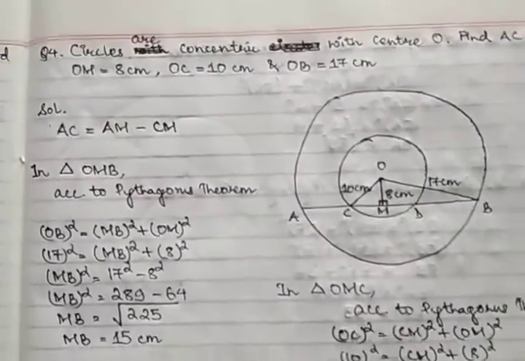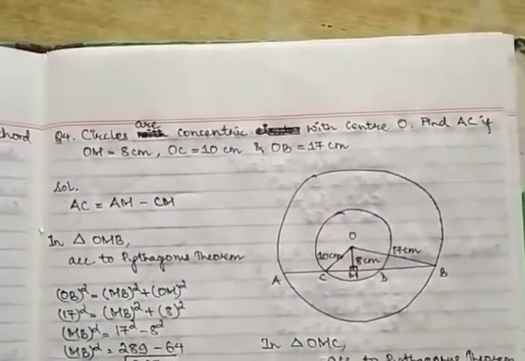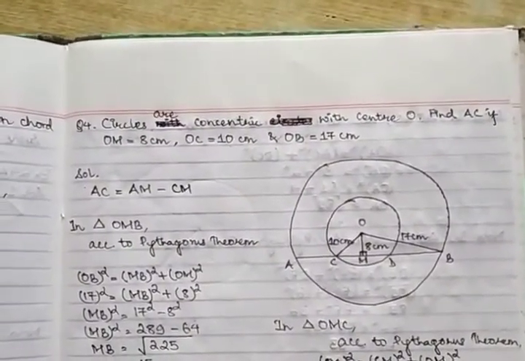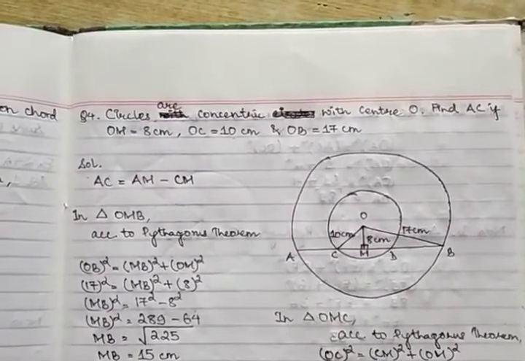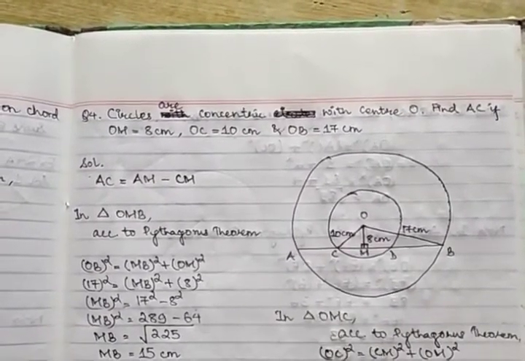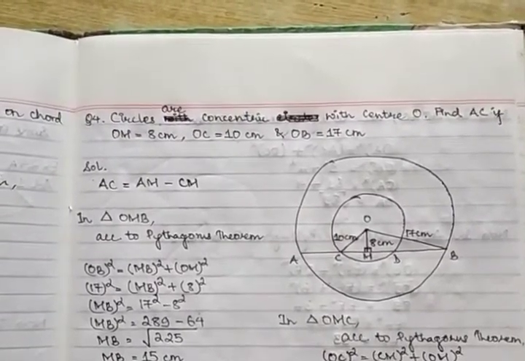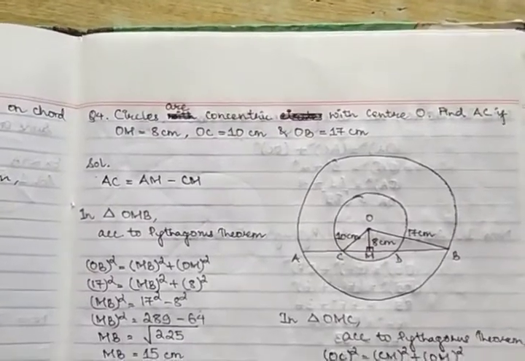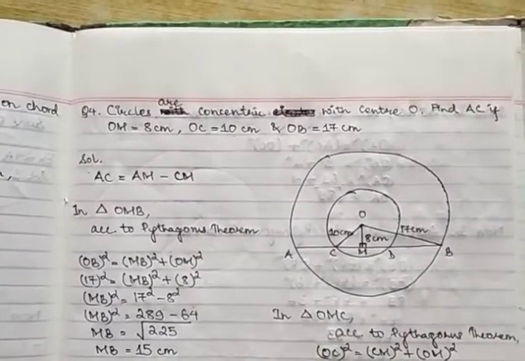Now for the next one, what we have here is, see, circles are concentric. Now this term is new for you, isn't it? Circles are concentric with center O, and find AC if OM equals 8 centimeters, OC equals 10 centimeters, and OB equals 17 centimeters. Now we see what concentric circle means first of all. Circles are concentric. What does this term mean? Concentric circles means circles having the same center.